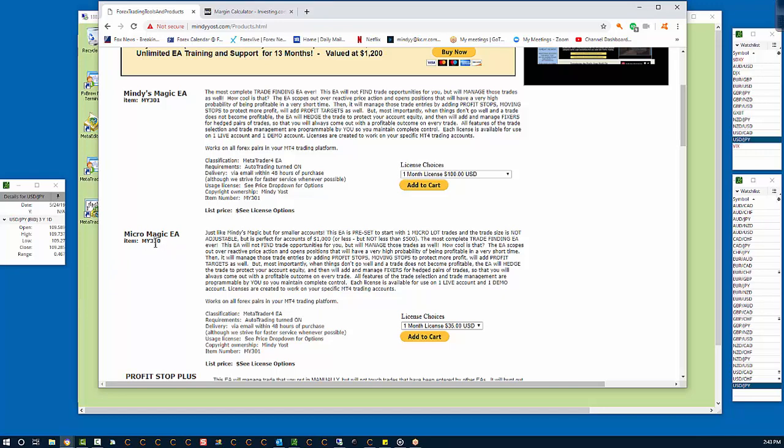Now, the Micro Magic account does not offer you the ability to adjust the size of the trades. The only option is that it's going to make all of the trades one micro lot in size. But I can offer it a lot cheaper. So anyway, this is a brand new license. I just had the programmer develop this past week.